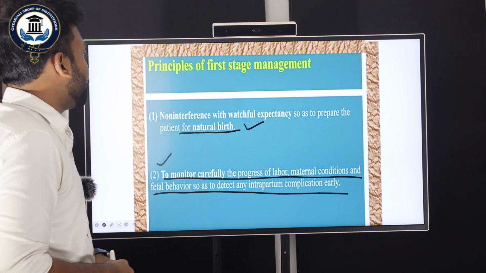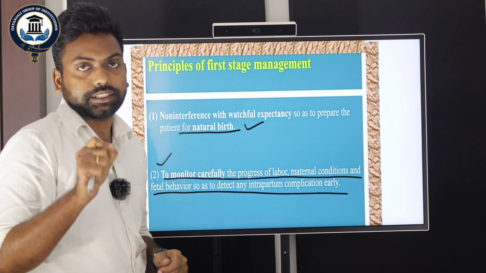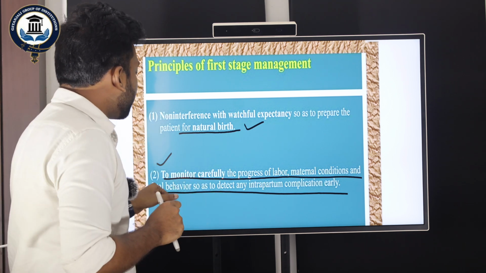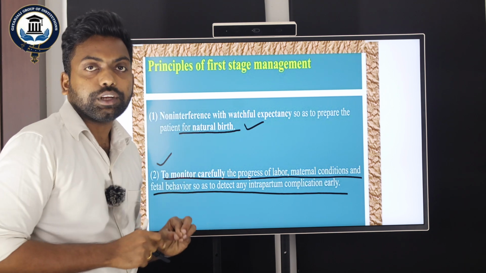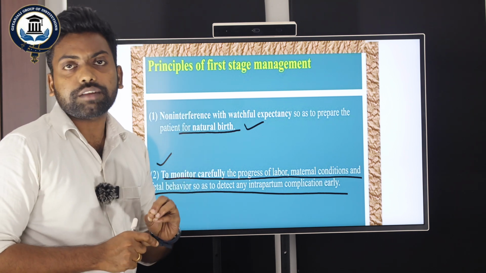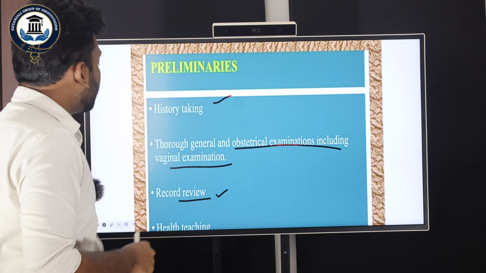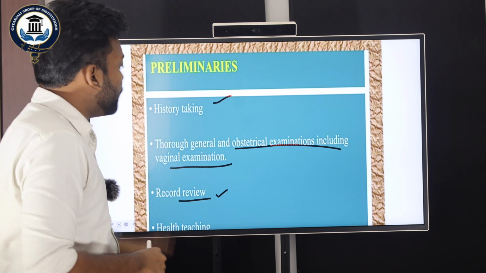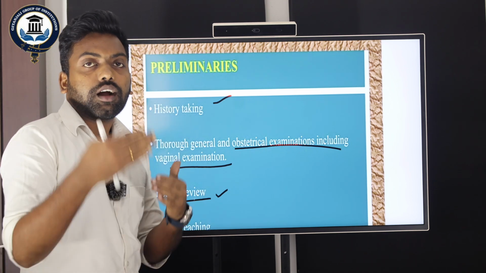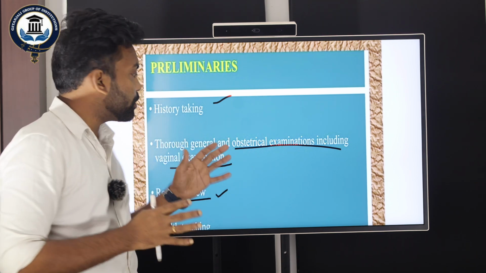And what are the principles? The first principle is to conduct the natural birth. The next one is careful monitoring of MCH services. In the sense, maternal and child health services, we must ensure whether it is going smoothly or not. And what is the preliminary assessment? Before conducting the delivery, within the first stage of labor, as a nurse we must focus on this.